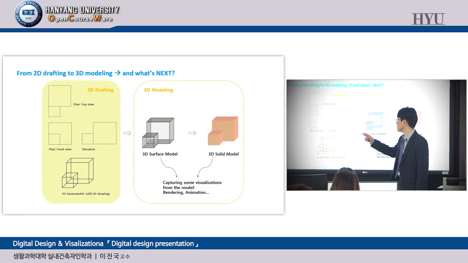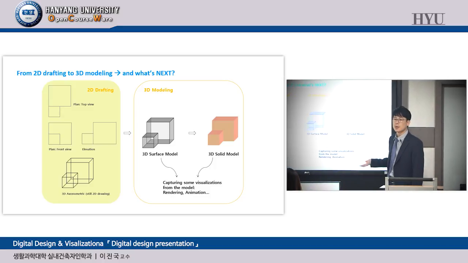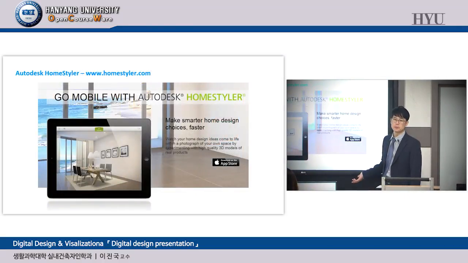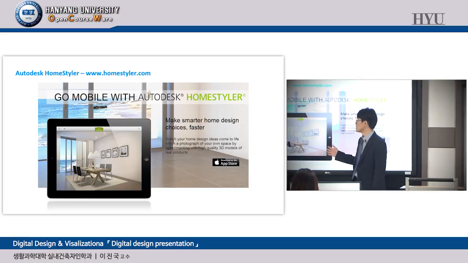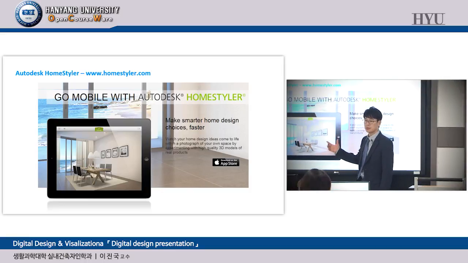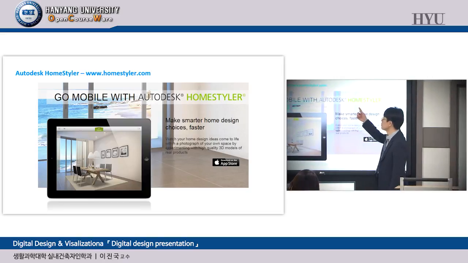2D drafting, surface model, solid model. You know what's next? Parametric model and building information model. That's the most advanced one. So why do I show you this one? This one is an iPad, tablet application or smartphone app named HomeStyler.